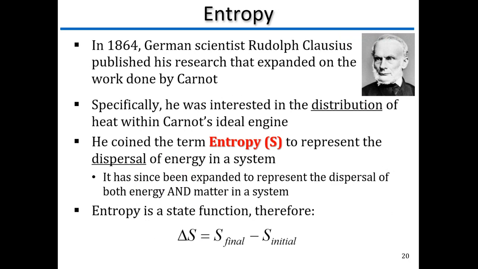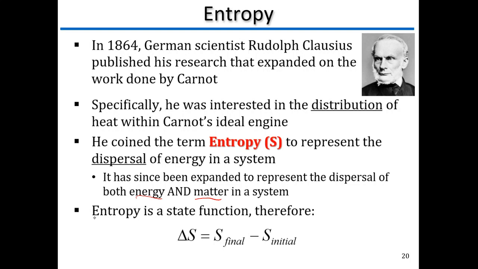Later on, about 1864, we have Clausius. He published his research expanding on the Carnot cycle. Specifically, he was interested in the distribution of heat within Carnot's ideal engine. He coined the term entropy to represent dispersal, an important word there, dispersal of energy in the system. It has since been expanded to represent dispersal of both energy and matter in a system, but originally he was just talking about heat.